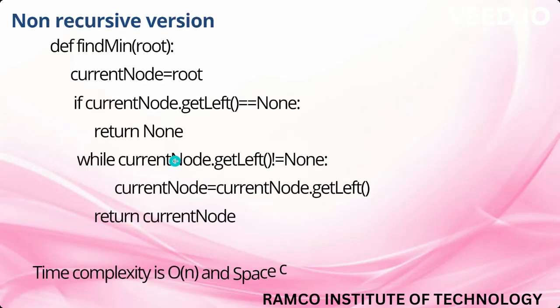This is the code for finding the minimum element using non-recursion. Non-recursion means within the function there is no function call. We need to iterate the code. That is the meaning of the non-recursive version.